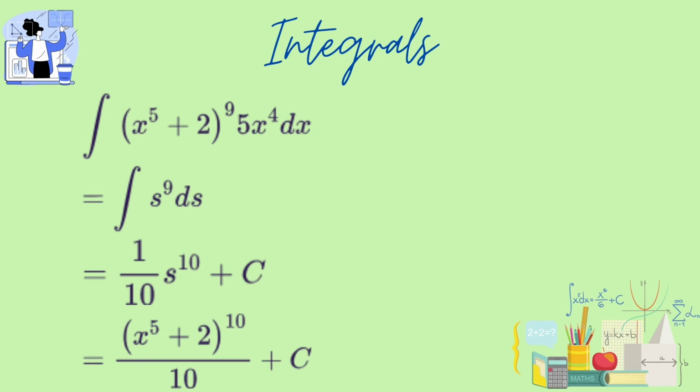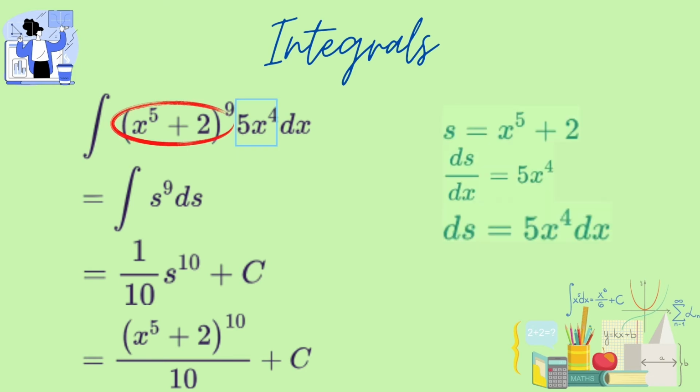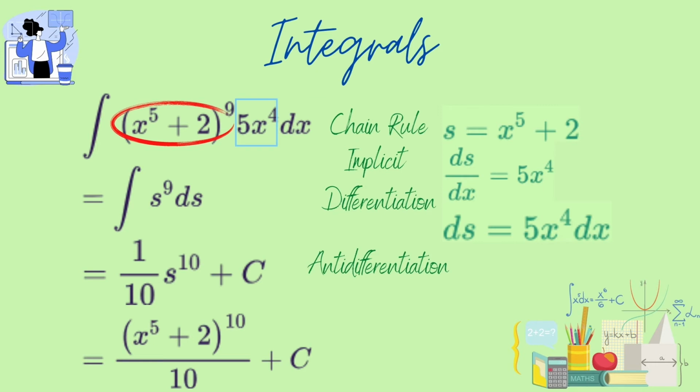In integration by substitution, what familiar concepts did we apply? We considered the chain rule. We applied implicit differentiation and anti-differentiation. Let us move on to another example.